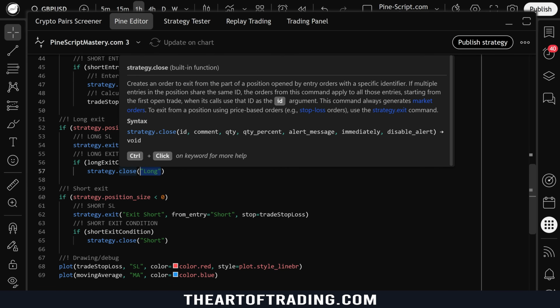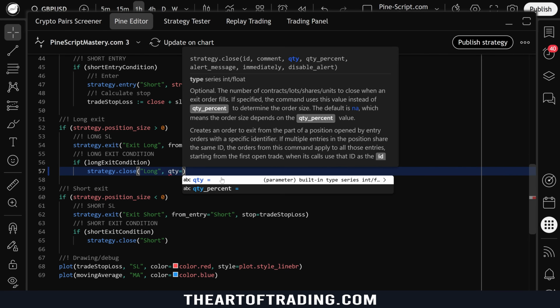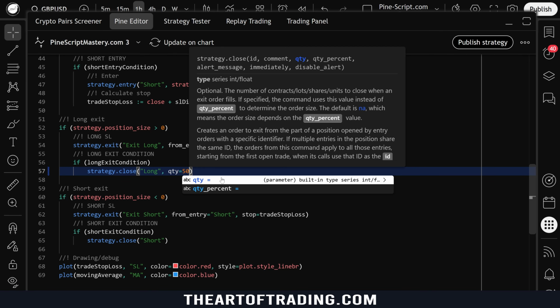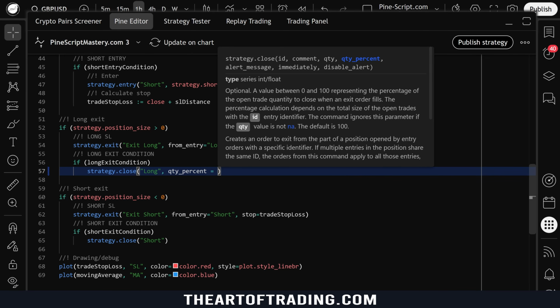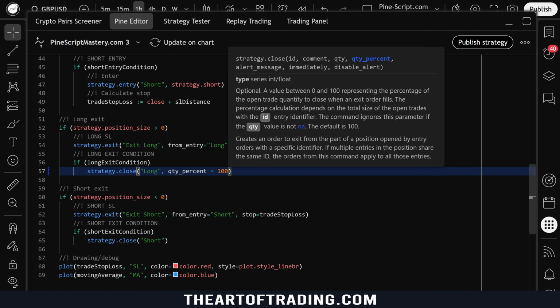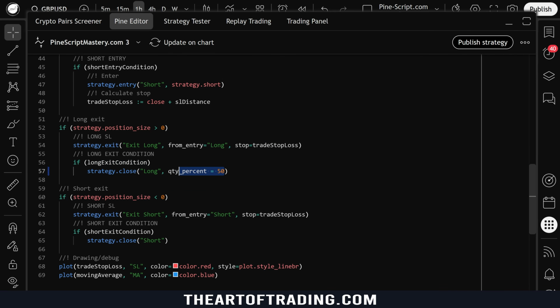There are other parameters here as well. We could specify the quantity. So we could specify the contracts. Let's say we have 100 units open. We could say we want to close 50 units or 25 units or whatever. We can also use the qty_percent parameter, and this will obviously close out a percentage of our position. So if we set 100, that will close 100% of our position. If we set it to 50, then no matter what our position size is, we will close out 50% of that position. So that's a great way for scaling out of positions.